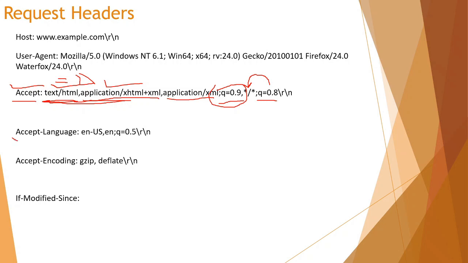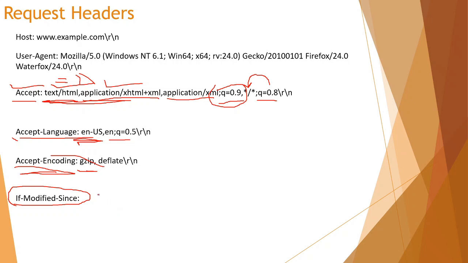Similarly, the client can share the accept language, in which it mentions US English, and again the q value. Similarly, the client will share the accept encoding, what kind of encoding the client supports. Like here, the client supports gzip, deflate, and so on. And then If-Modified-Since. This header is used when a client reinitiates the request, so the client can get the response from the cache, right?